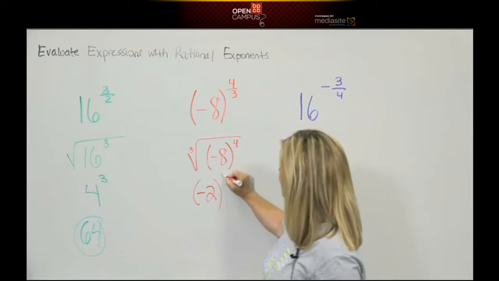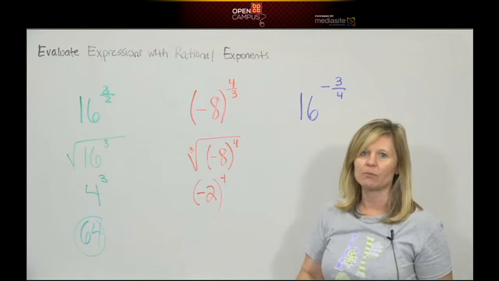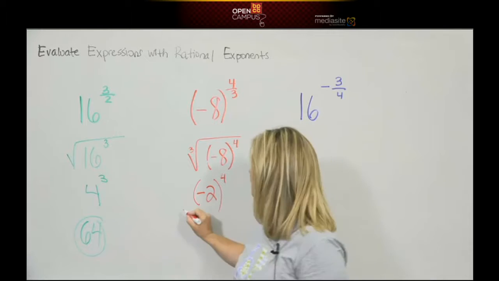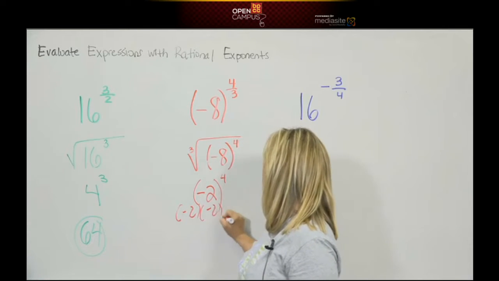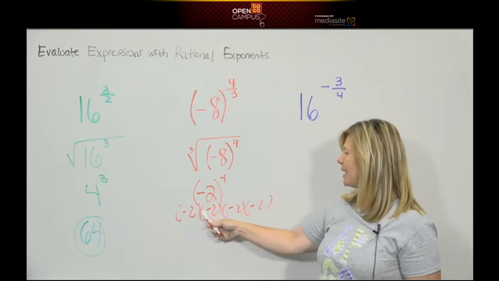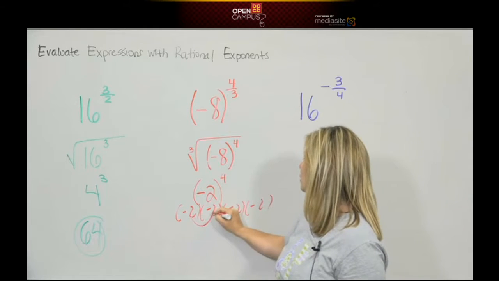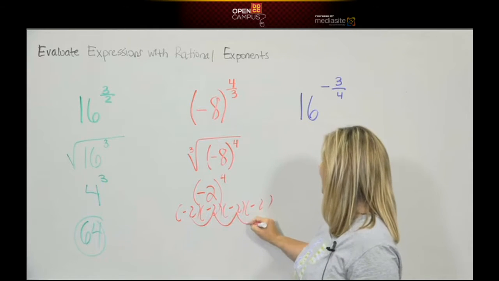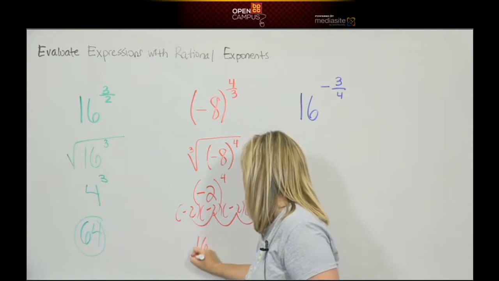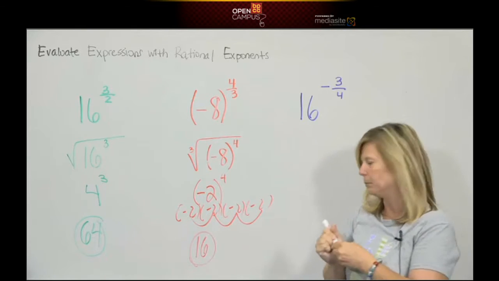Now we're going to apply the exponent. What is -2 to the 4th? Well, that's -2 times -2 times -2 times -2. And we all know if we multiply a negative 4 times, it would make a positive. 2 times 2 is 4. 4 times 2 is 8. 8 times 2 is 16. So this expression equals positive 16.